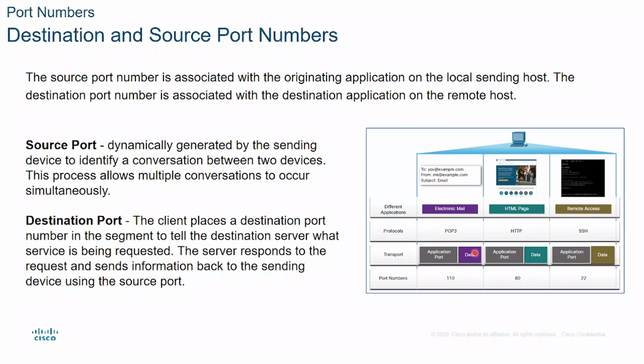So let's look at what destination and source ports are. The source port number is associated with the originating application on the local sending host, and the destination port is associated with the destination application of the remote host. When you say a local sending host, that's probably your system. Then the destination application is probably the application that the server is running.